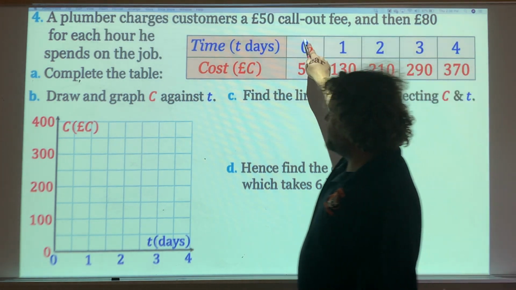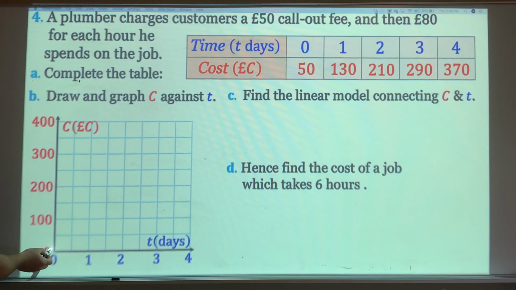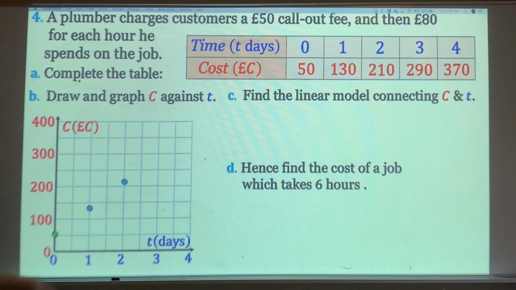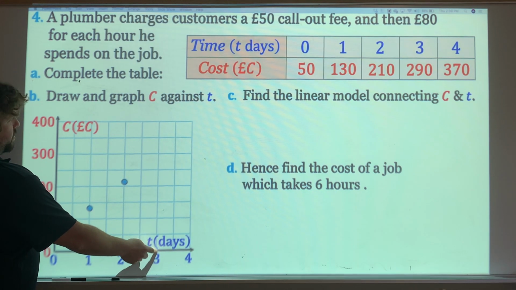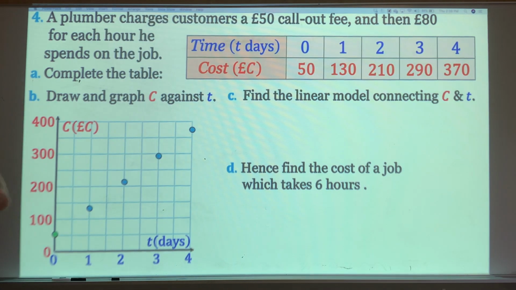Draw a graph. Now this is your X, this is your Y. So when you draw a graph, C against T, you're going to go over 0, up 50, put a point. Over 1, up 130, put a point. Over 2, up 210, put a point. Over 3, up 290, put a point. Over 4, up 370, put a point.